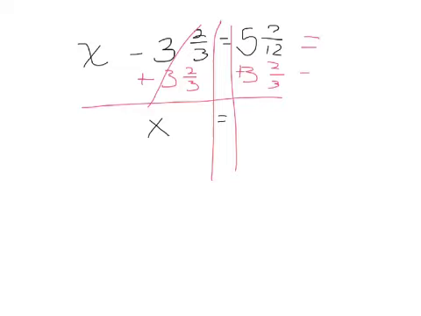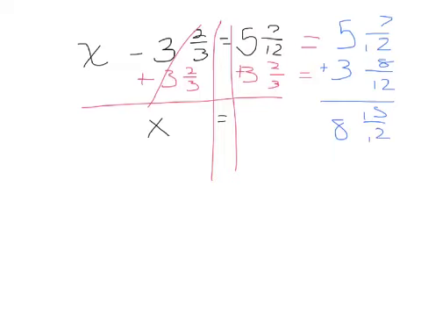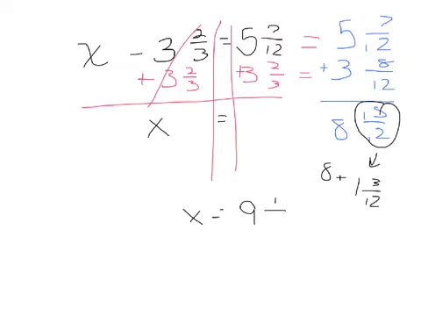I have to have like denominators, which in this case is 12. So it's 5 and 7/12. I'm going to add 3. 2/3 out of 12 will be 8/12. If I add, I get 8 and 15/12. Well, I need to remember that 15/12 will be another 1 and 3/12. So I need to add that onto 8. So in this case, x will equal 9 and 3/12, or 9 and 1/4 if I reduce that. So I get my answer.